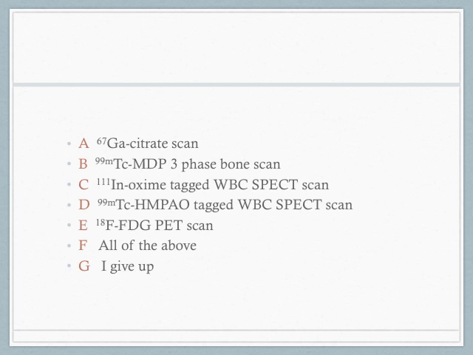What if you get a question like that? It asks you to pick one of these nuclear medicine studies. These are the ones that are commonly used in the practice of infectious diseases. So maybe you will learn something and have some kind of idea at the end of this talk.